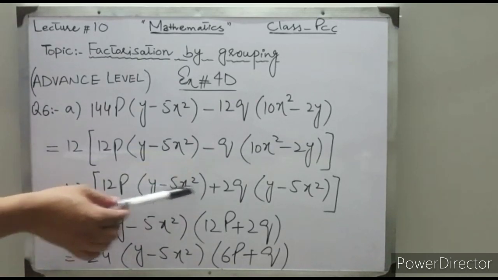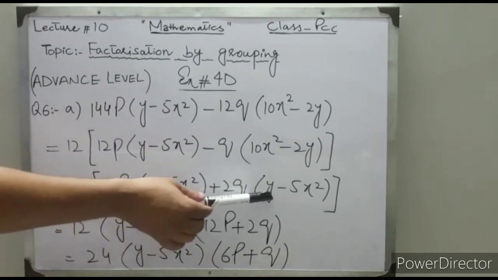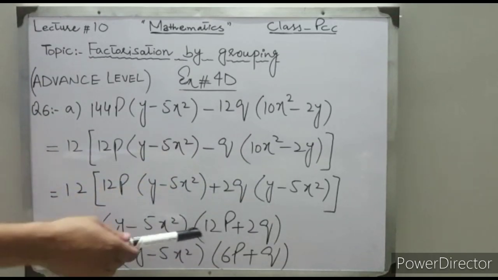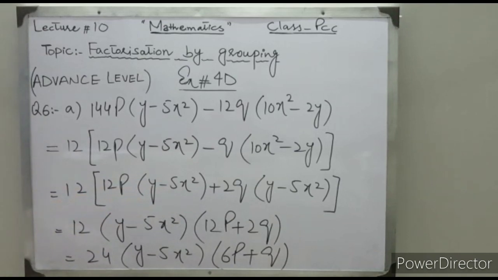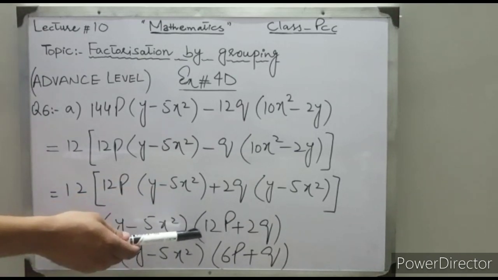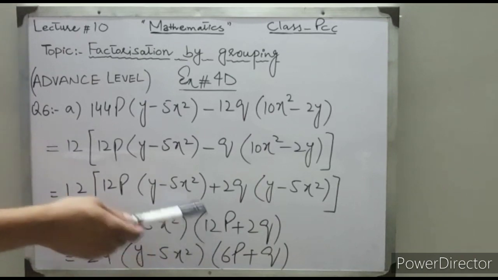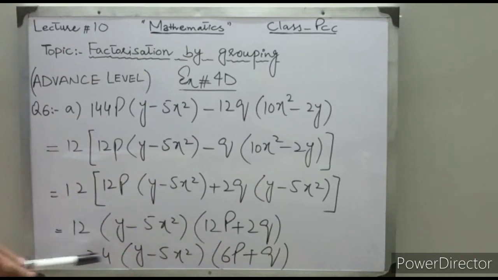Now these two factors are same, take it common, y minus 5x square, remaining we have 12p plus 2q. In the last factor, students, you can see again 2 is common, take 2 common, 12 times 2 is 24, remaining we have 6p plus q. Finally we have 24 into y minus 5x square into 6p plus q.